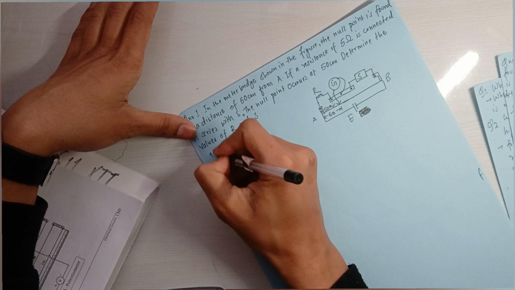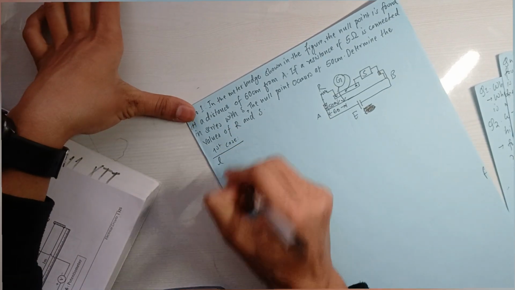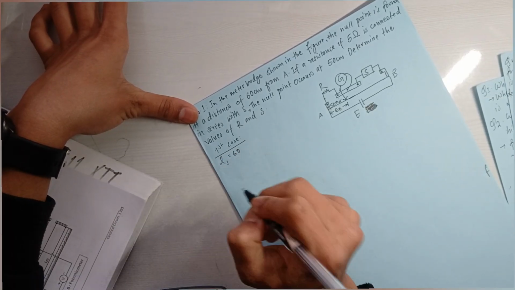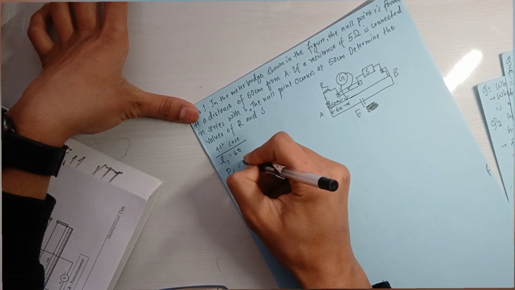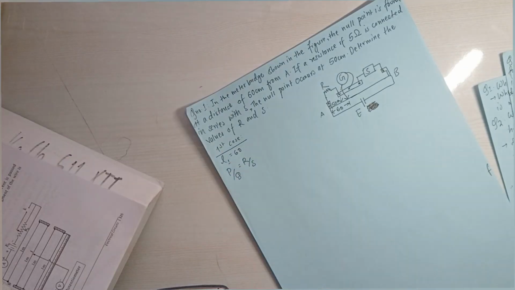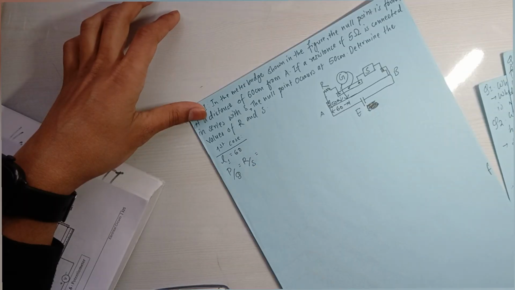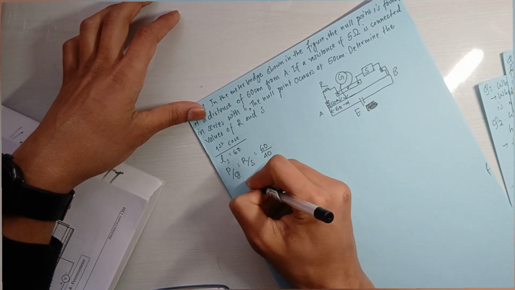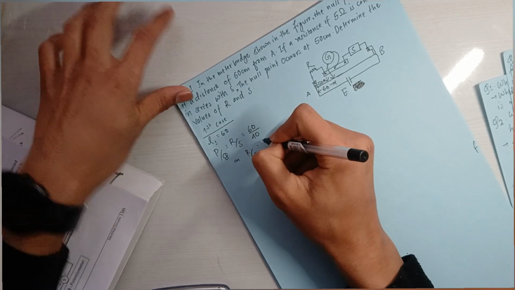Okay, so there are two cases. In the first case, the balance length is 60. So let's give this L1 equal to 60. That means the value of P by Q should be S by R, but here it will be R by S. Why? Because R is this and S is this. So we know that P by Q will be equal to 60 by 40, or R by S will be equal to 3 by 2.